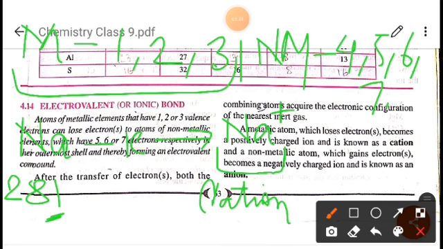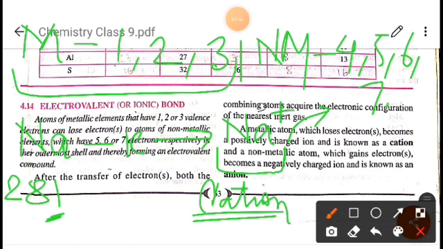I hope you have understood this, right? Since it has given an electron, it is converted into an ion, and that type of ion is called a cation. I hope you have understood this, right?